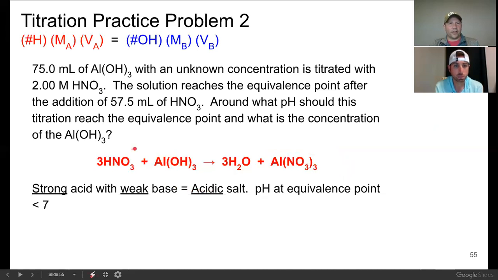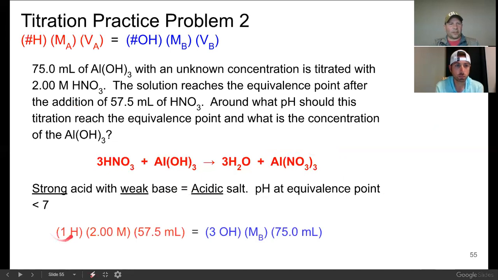All right, here we go. Let's fill in our 5 out of 6. Mr. Wing, where do we get these? How many hydrogens we got? 1. What's the molarity of the acid? 2. And what is the milliliters of the acid it took to reach the equivalence point? 57.5. There it is. And then we go over to the base.